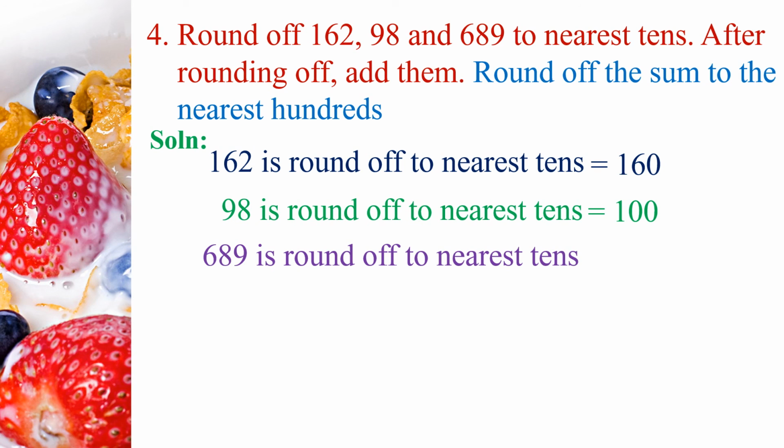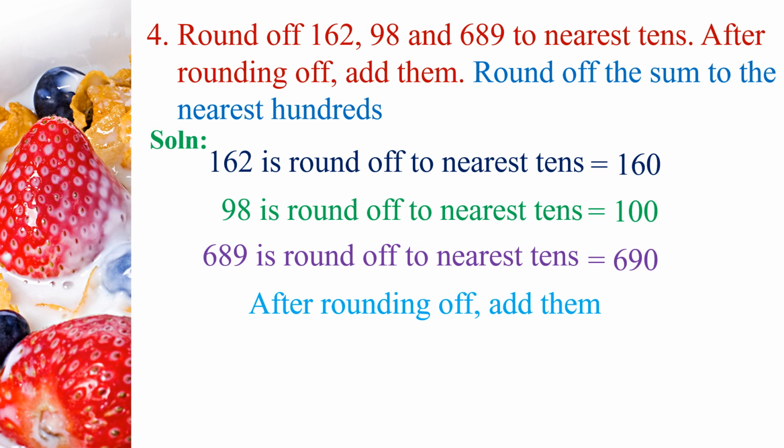Now 689 rounded off to the nearest 10. So 9 is greater than 5, so replace the ones digit by 0 and increase the tens digit by 1. That means we'll get 690. Now we are going to add these three numbers. After rounding off, add them.